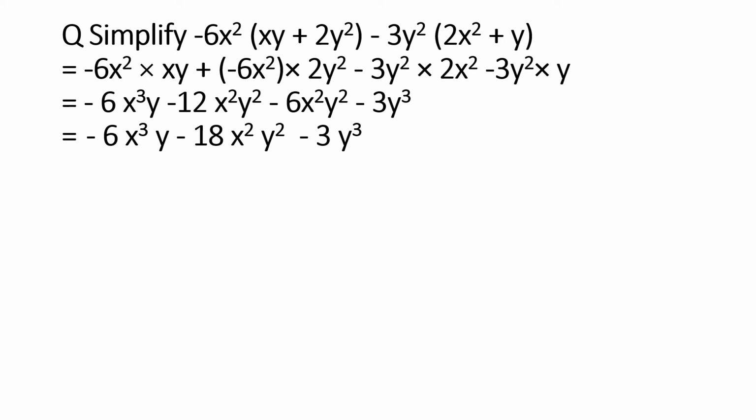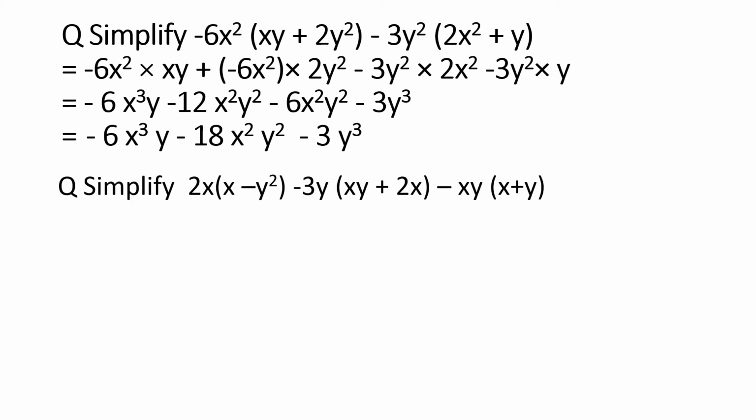Now, minus 6 into 1, that is minus 6x³y, minus 6 into 2, minus 12x²y², then minus 3 into 2, minus 6x²y², and then minus 3y³. y raised to power 2 into y raised to power 1, that will become minus 3y³. Now we are having two like terms, x²y² and x²y². So what we will do, minus 12 minus 6, minus 18x²y², and the result is minus 6x³y minus 18x²y² and minus 3y³.